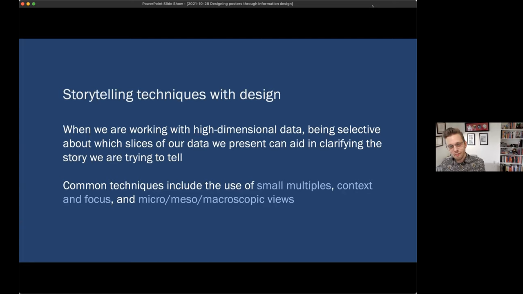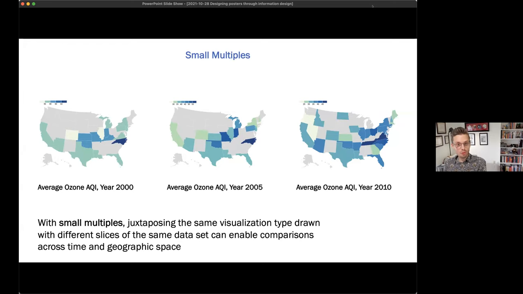So providing these different slices of perspective can be really helpful in building a story into a poster or a visualization. So most of the time in scientific data, we're working with very high dimensional data. So being selective about which slices of the data we present can be really helpful in clarifying what exactly is the story that we're trying to tell. So some common techniques in design for doing this kind of storytelling include things like small multiples.